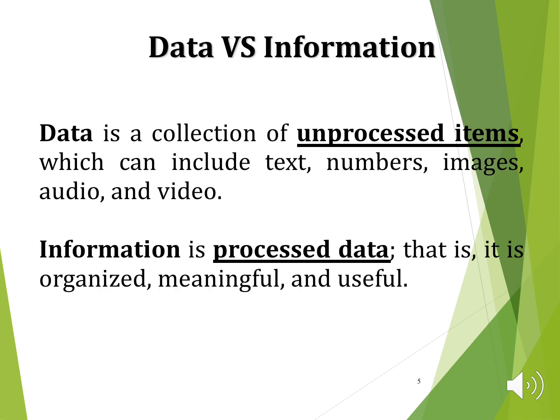And data is a collection of unprocessed items, which include numbers, text, images, audio, and also video. Information is processed data. From the collection of data, it is converted into a meaningful design, for example an IC card, a birth certificate, a receipt number. That is an example of information.